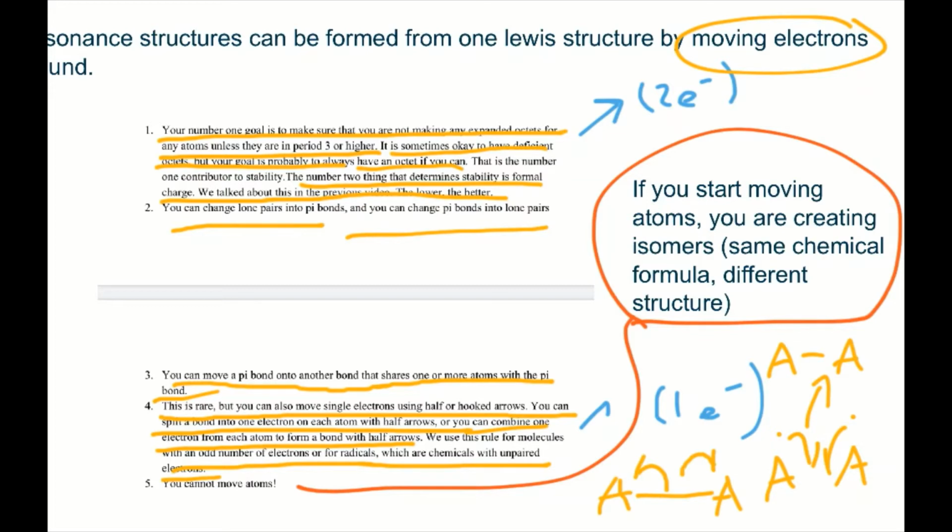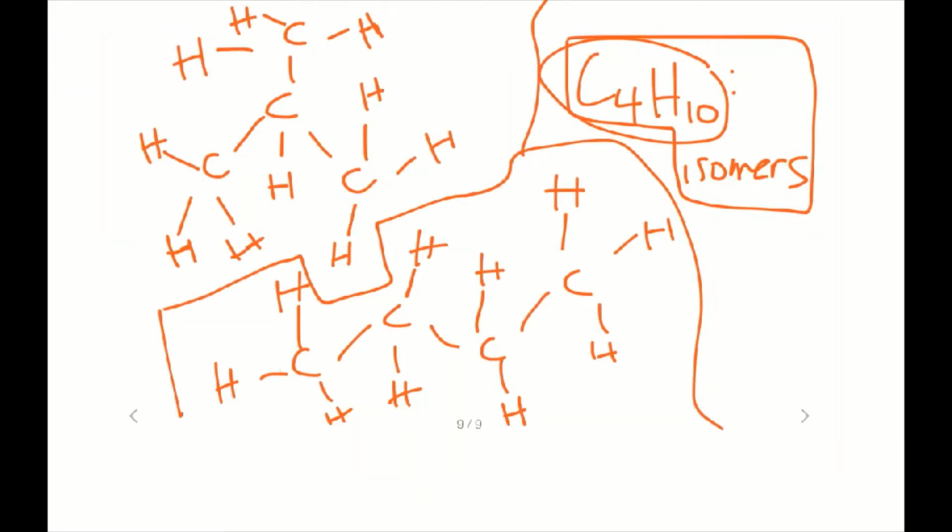Now, the last step is probably the most important. The last step states that you cannot move atoms. If you start moving atoms, you're creating isomers and not resonance structures. Isomers are things that have the same chemical formula but have a different structure. So, in these 2 structures, you can see that they are clearly different. One is a branched structure where it branches out, and the other one is a linear structure where it just goes in one direction. Both of these have the same chemical formula, but they have a different structure, and these are known as isomers.